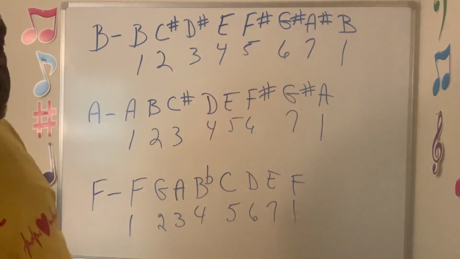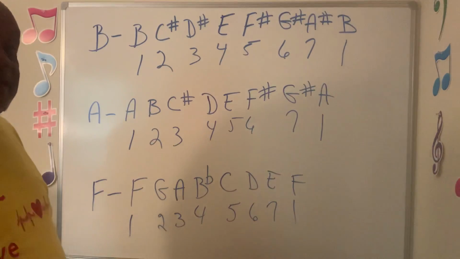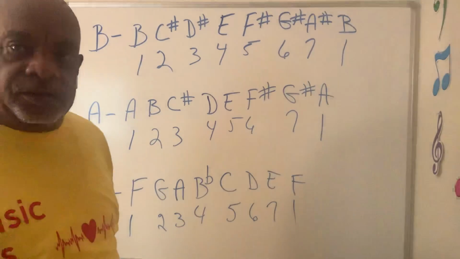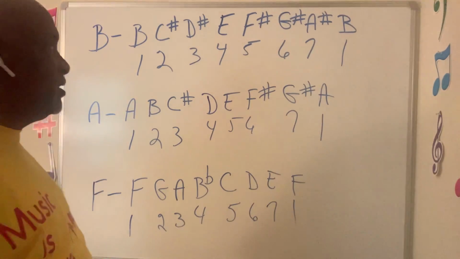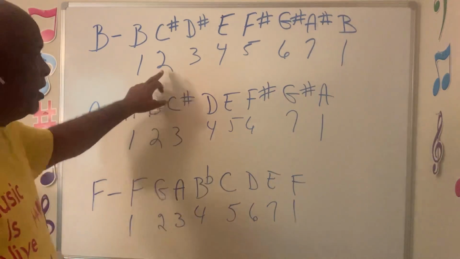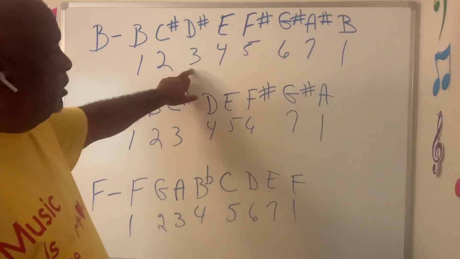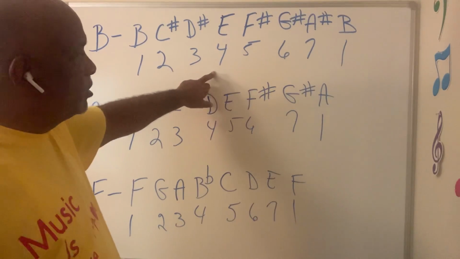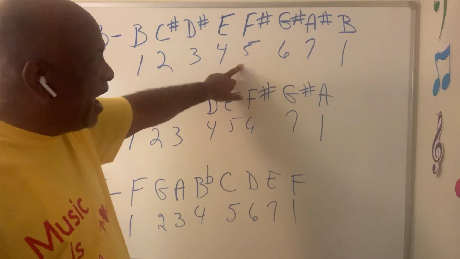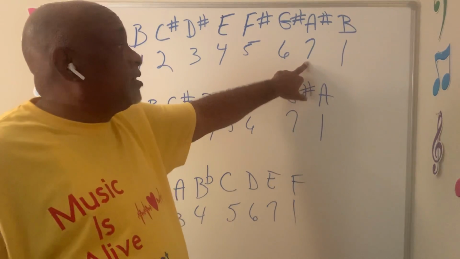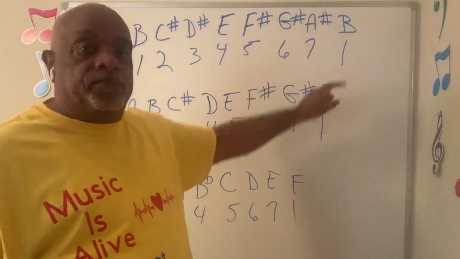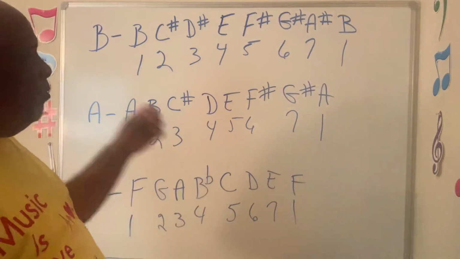Now, the number system, as I said before, is the same in all major scales. So in this case, B is the 1, C sharp is the 2, D sharp is the 3, E is the 4, F sharp is the 5, G sharp is the 6, A sharp is the 7, and back to the 1, B.